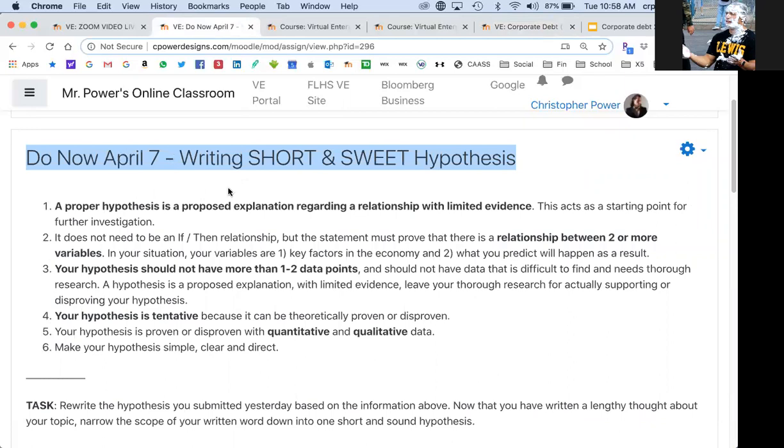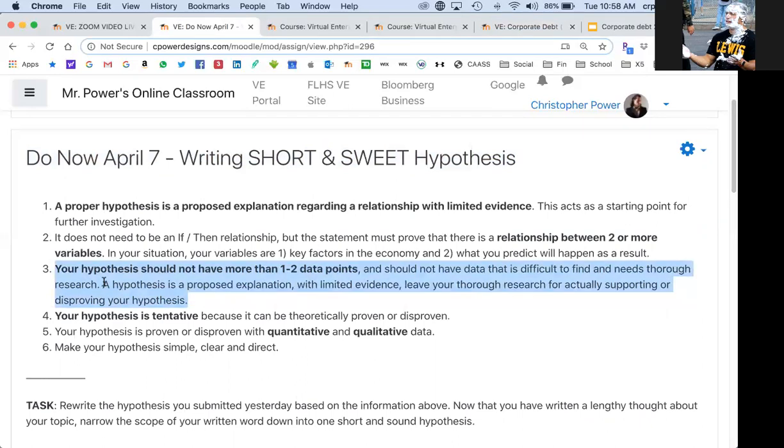Okay. So number 3, let's go with Prasanga. Can you read number 3? Okay, let's skip over Prasanga. Nate, can you read number 3? Your hypothesis should not have more than 1 or 2 data points and should not have data that is difficult to find and needs thorough research. A hypothesis is a proposed explanation with limited evidence. Leave your thorough research for actually supporting or disproving your hypothesis.